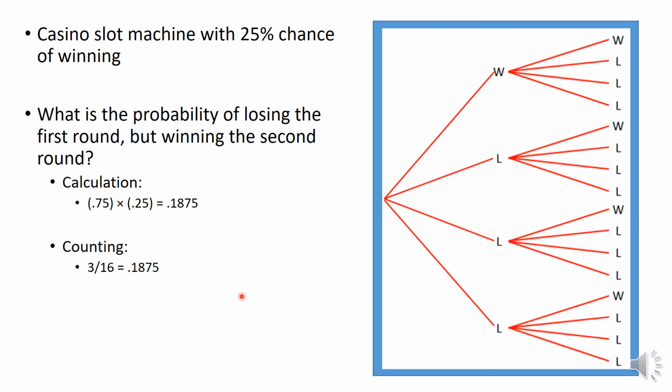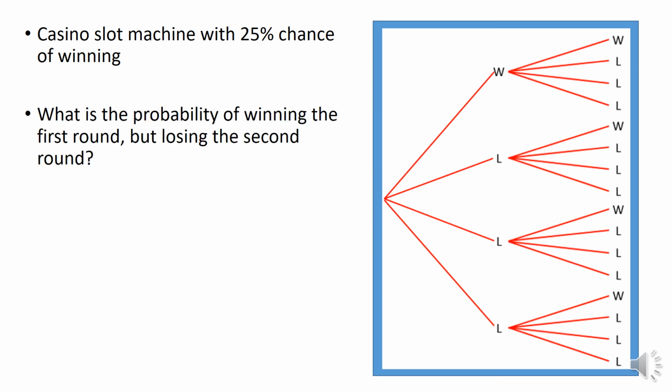All right, let's go to the next one. This is going to be slightly different. So here we're asking about losing the first round, but winning the second round. Now let's think about winning the first round, but losing the second round. So now we're winning the first round and losing on the second round.